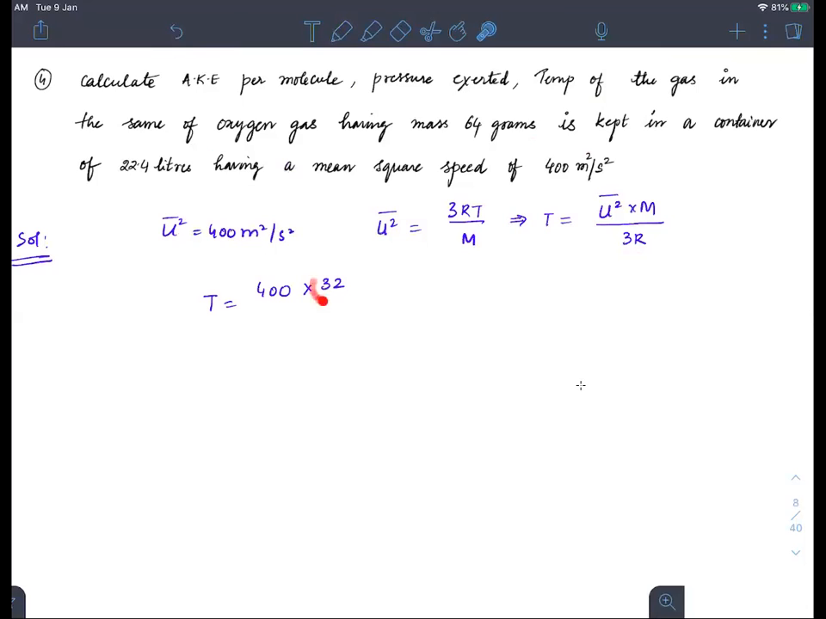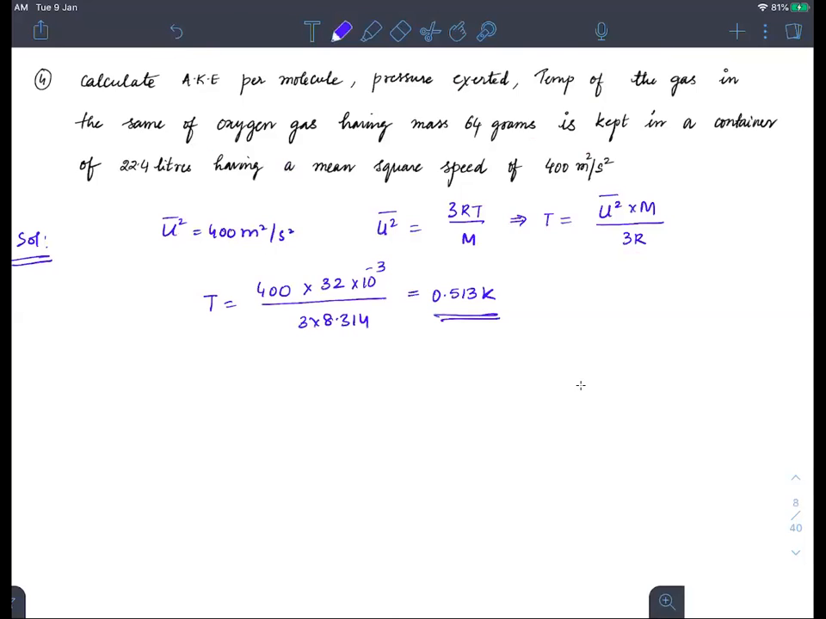Now this is in gram per mole. I have to convert that into kgs, so into 10 raised to the power of minus 3, divided by 3 times 8.314. So again, careful with the units. Got it? So you do this, approximately you will get a temperature of 0.513 kelvins, almost close to 0 kelvins. So once you calculate the temperature in kelvins, rest of the things would be easy.